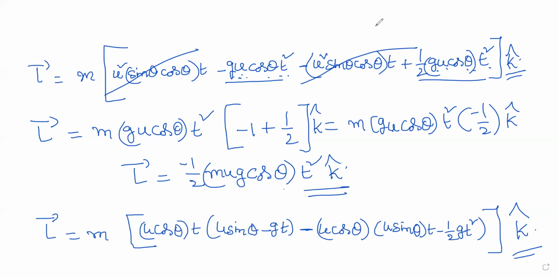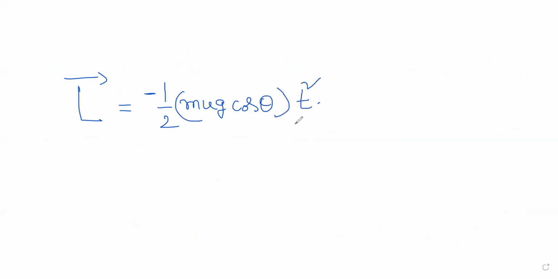So let's write the final answer one more time. The final answer L bar, the angular momentum vector, is nothing but negative half mug cos theta multiplied by t square. What is the mug here? M is the mass, U is the initial velocity and G is the acceleration due to gravity. To easily remember, you can read half mug cos theta times t square with the negative sign and k cap.